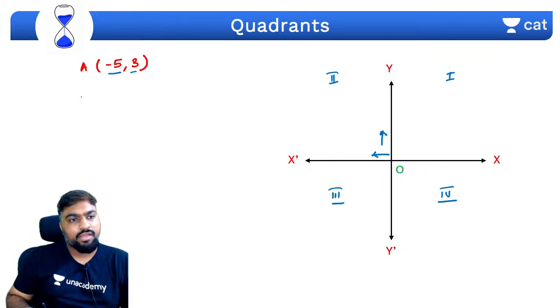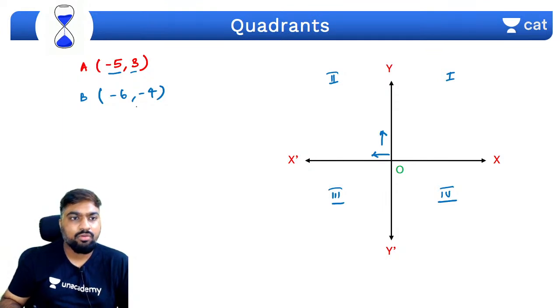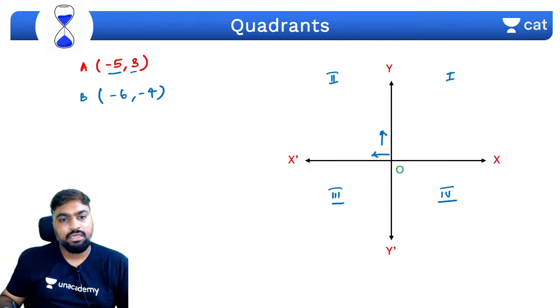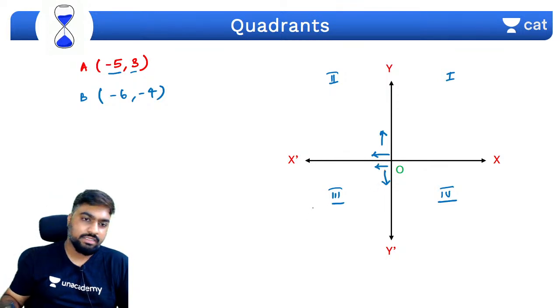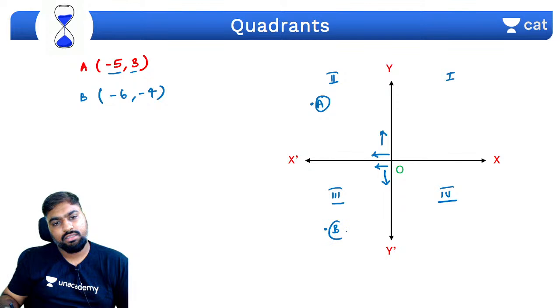Yes, if I were to put another point B, let's say -6, -4, where would this lie? Which quadrant? 1, 2, 3, 4. This will lie in quadrant 3, because here left of origin, below origin. Yes, so both will be negative. So point A will lie in the second quadrant, point B will lie in the third quadrant.